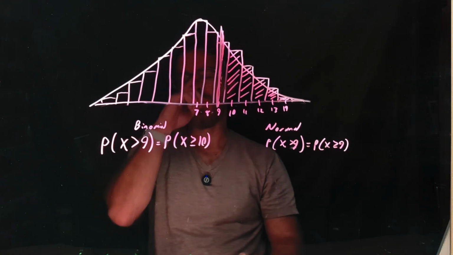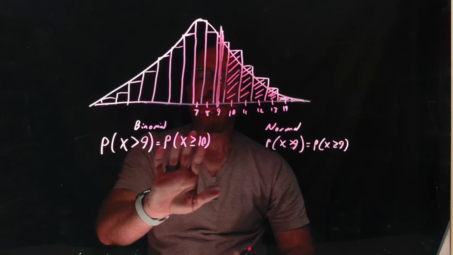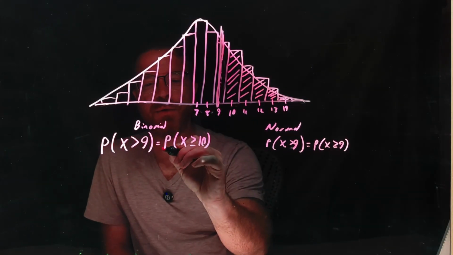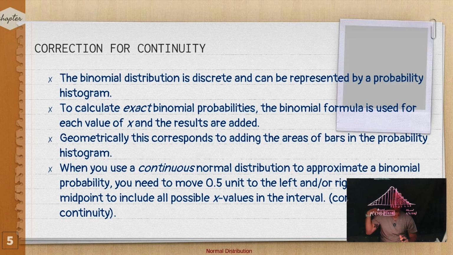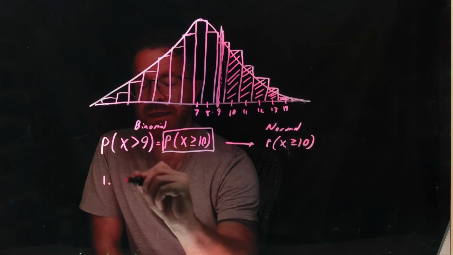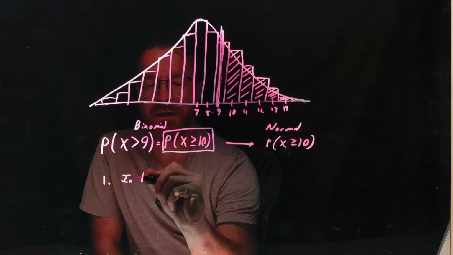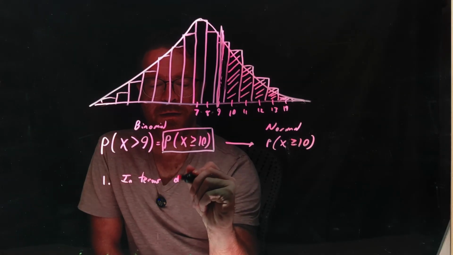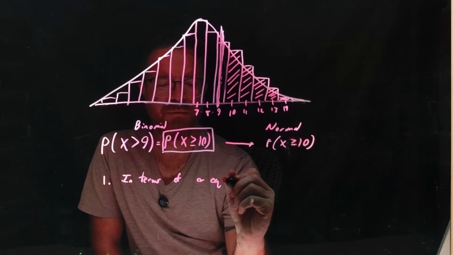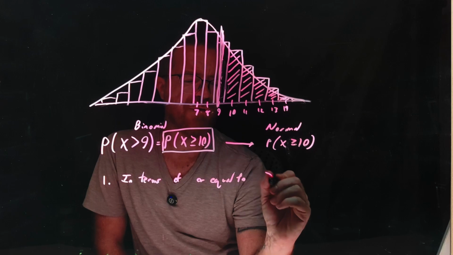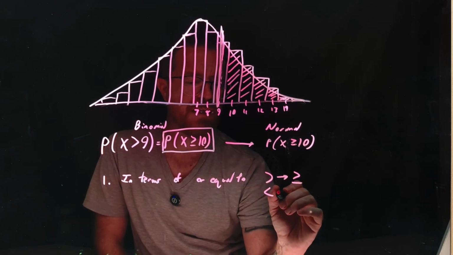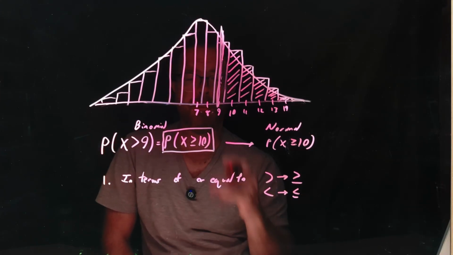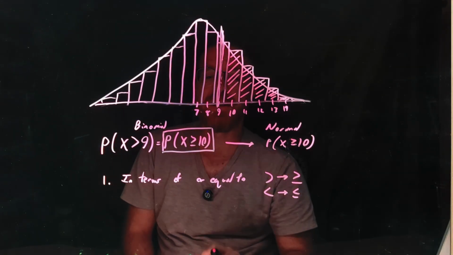So first thing we need to do before you do any calculations for binomial is you always need to get it in terms of greater than or equal to before you start doing your normal approximation. So now in this case, I would have that it's the probability of x is greater than or equal to 10. So the first step is always get it in terms of or equal to. So if you have greater than, you need to get it in terms of greater than or equal to. If you have less than, you need to get it in terms of less than or equal to. Once you've done that, you can begin to do your normal approximation.